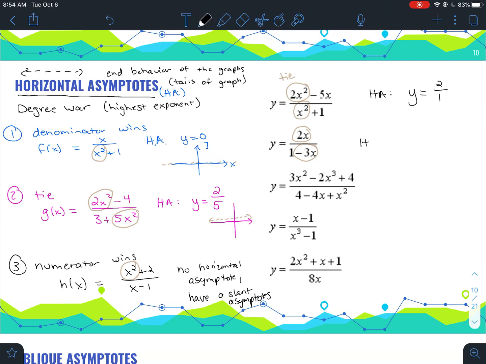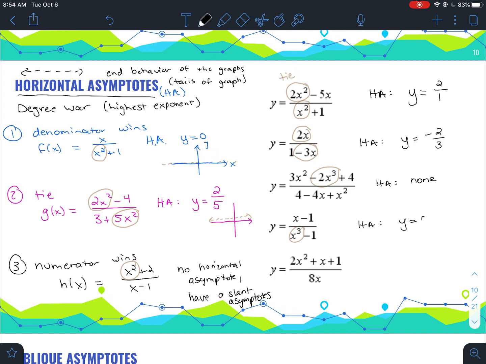In the next one, we have 2x over negative 3x. Again, it's a tie, so the horizontal asymptote will be at the fraction of their leading coefficients, so negative 2/3. On the next one, we have an x cubed in the top and then an x squared in the bottom, so the numerator wins. So there are no horizontal asymptotes when the numerator wins.